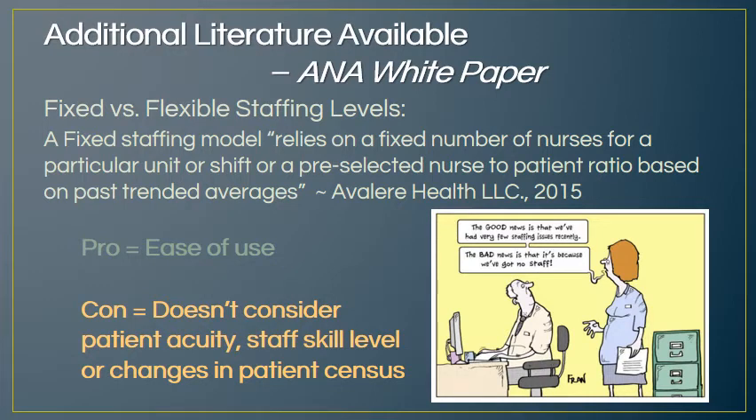The paper differentiates between fixed and flexible staffing models and presents the pros and cons of each model. Fixed staffing levels rely on established numbers or nurse-patient ratios. They are a blend of budget-based staffing and ratio-based staffing levels. The pro for fixed staffing models is its ease of use. The biggest con is that fixed staffing models do not consider patient acuity, staff skill level, or changes in patient census.